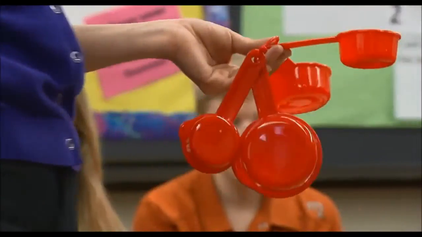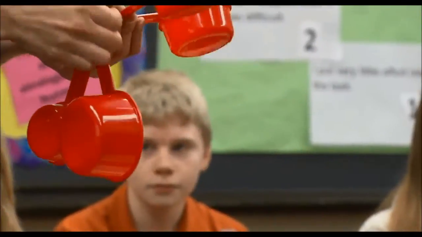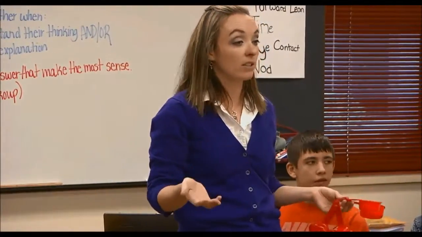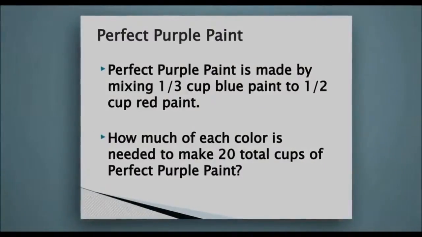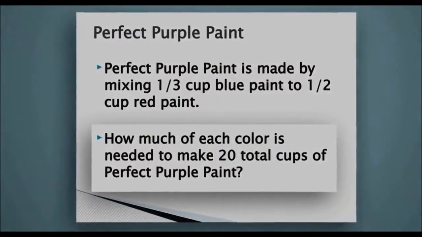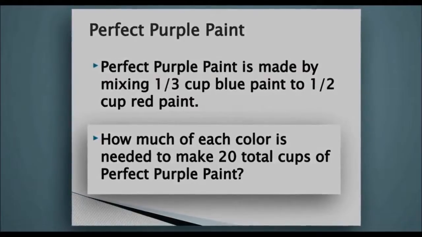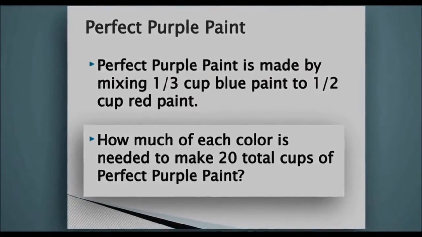In order to paint our classroom purple with this perfect purple paint, we need to make 20 cups. And 1/3 cup and 1/2 cup doesn't make 20 cups. So our job in just a second is for you, you're going to go back to your table groups, and you're going to decide how much of each color, how much of blue and how much of red is needed to make 20 cups of paint.